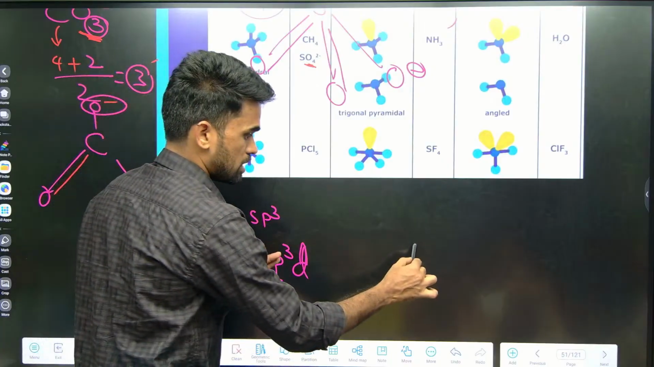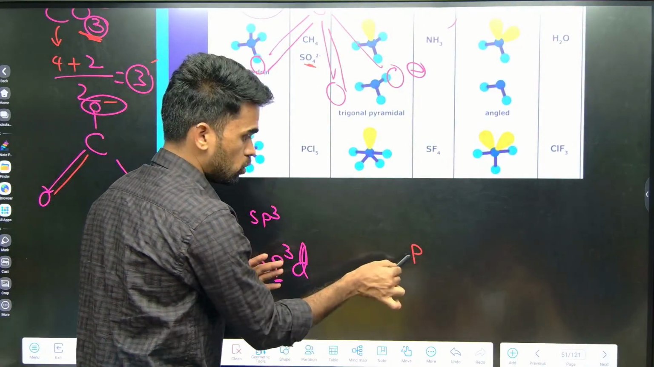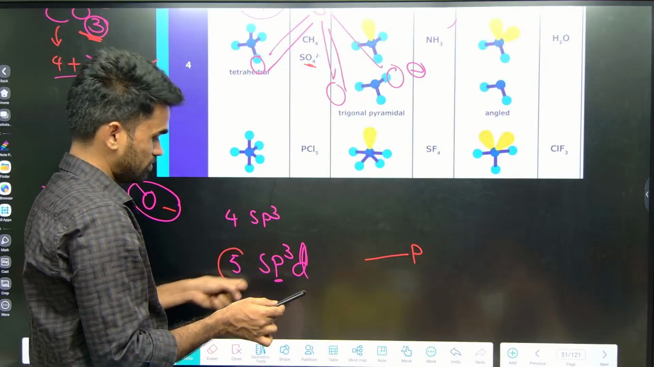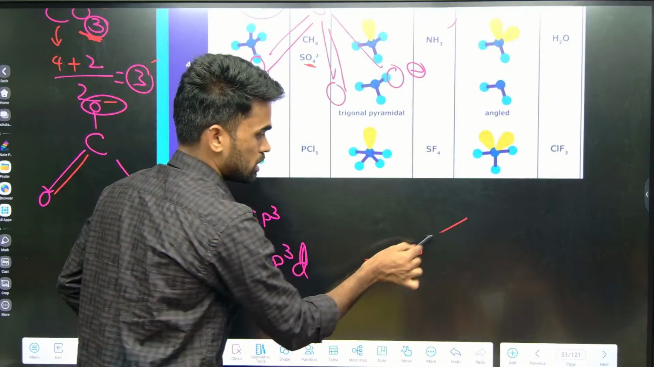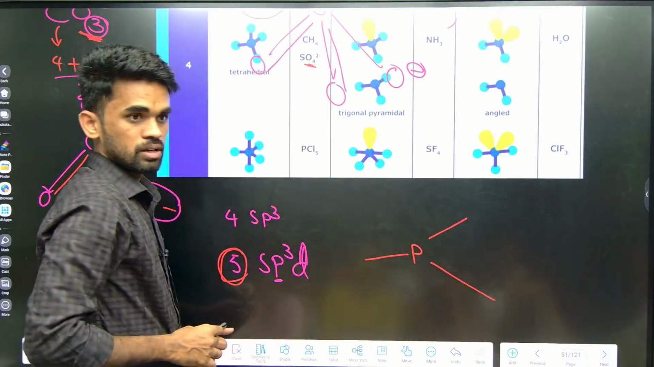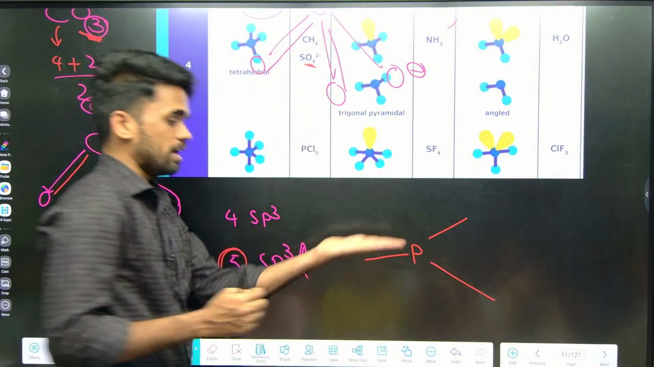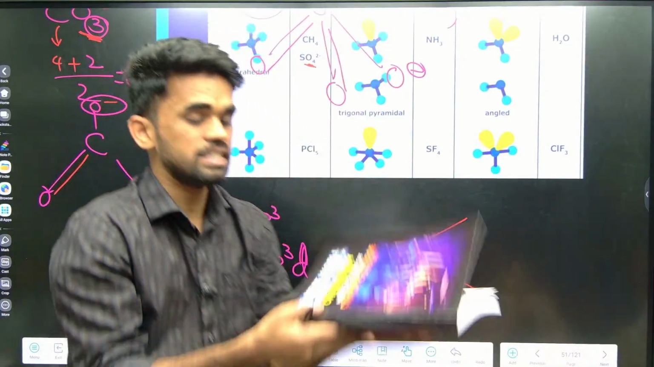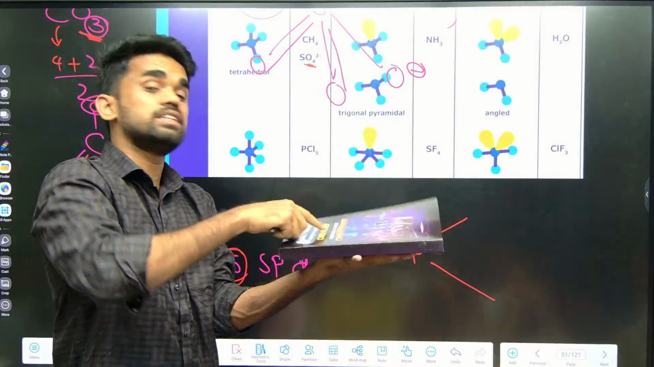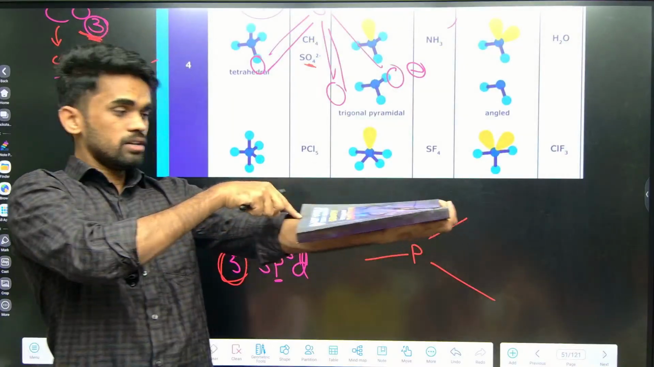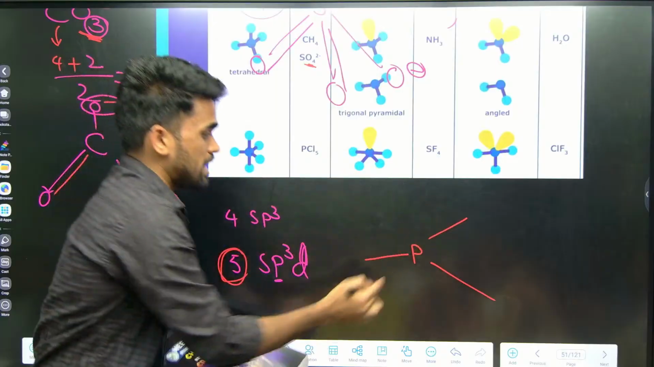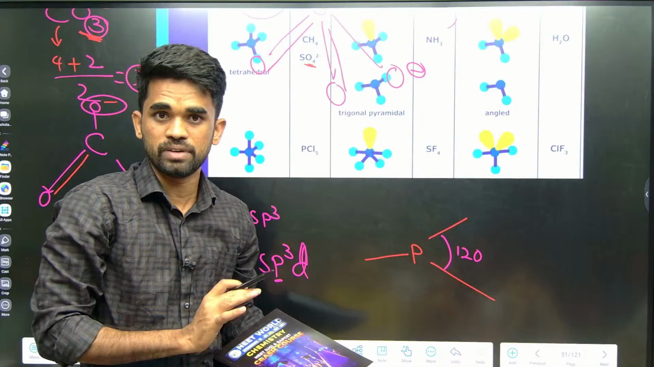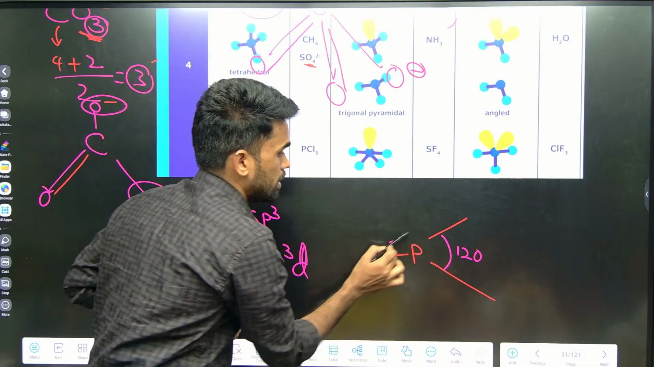If this is a central atom, let us say P is a central atom, around this P, how many bonds should be placed? 5. So you put 3 like this first. Now, like this is my hand, this is the plane. In this plane, you are putting 3 bonds. This side one, this side one, this side one. So what is the angle between them? Like that you write first. You just consider they are in the plane.